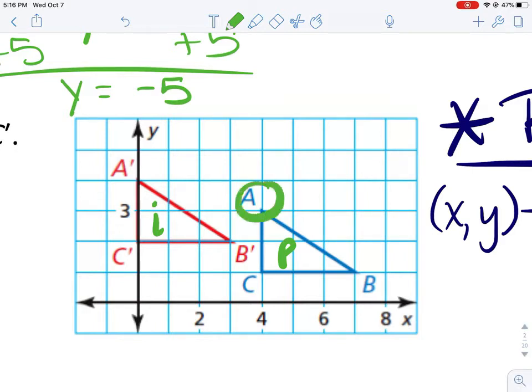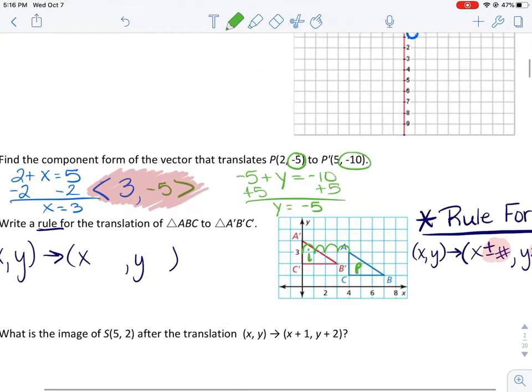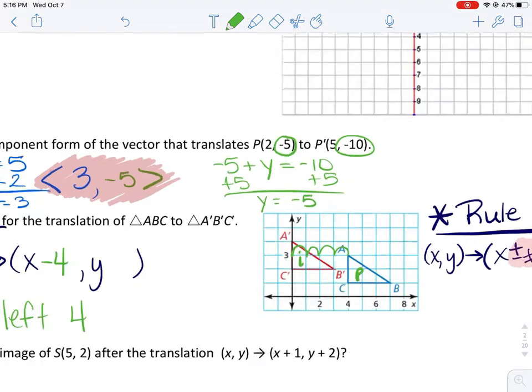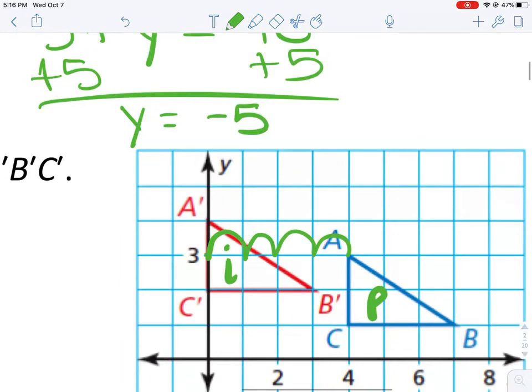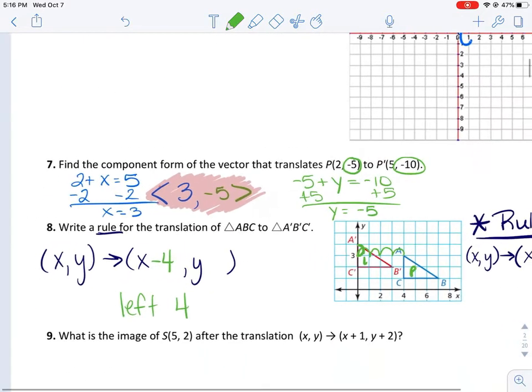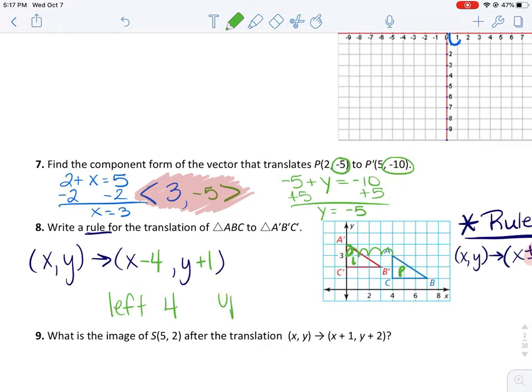So I'm going to follow just this point A, and I'm going to find out how it became the point A prime. I'm going to use my bunny hops. We went left, so -1, -2, -3, -4. So I'm going to write that here. I went left 4 in words. We went left 4. I'm going to zoom back in. We're going to find out what happened to the y. And then we went up 1. So we added 1. Went up 1.